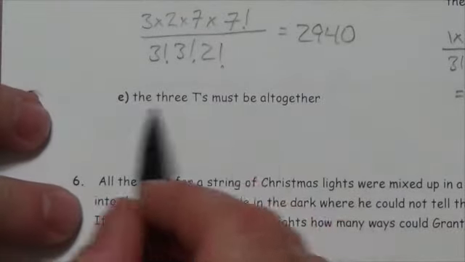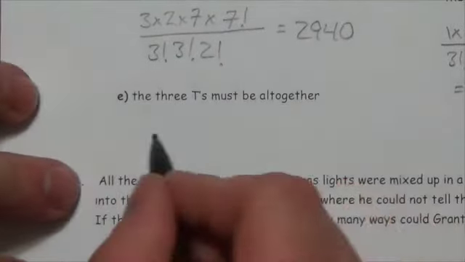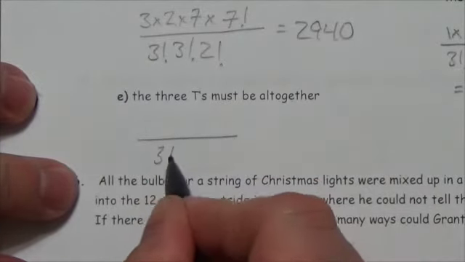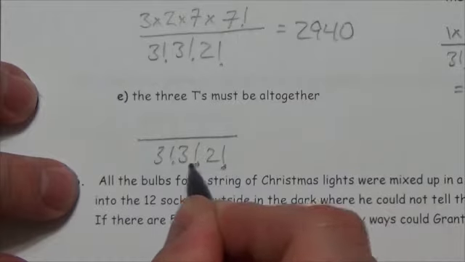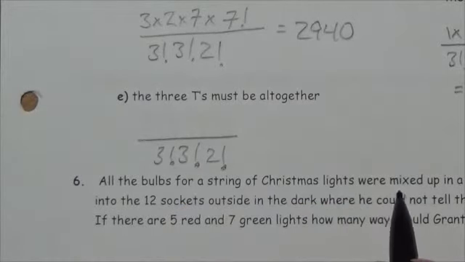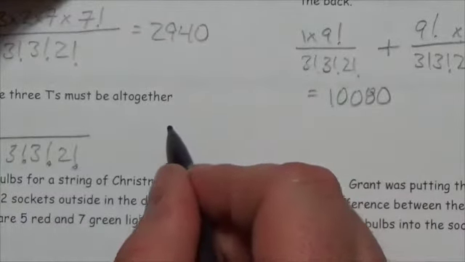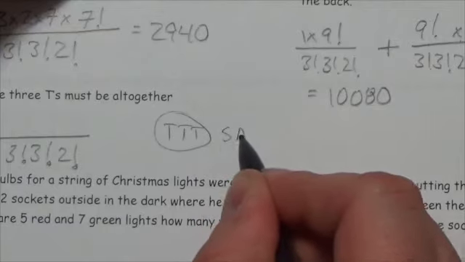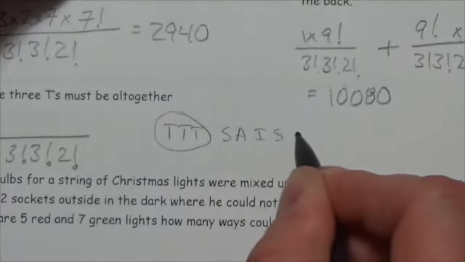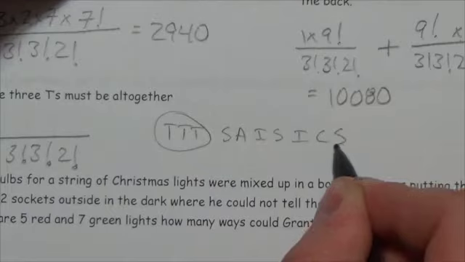Now, what if the 3 T's must be all together? Okay, and again, even before I jump into this, I know I got to deal with that repetition. Now, if the T's must be all together, I'm going to do myself a bit of a favor here. I'm going to write this out here. There's the T's, they have to be all together, and now I've got S, A, I, S, I, C, S.